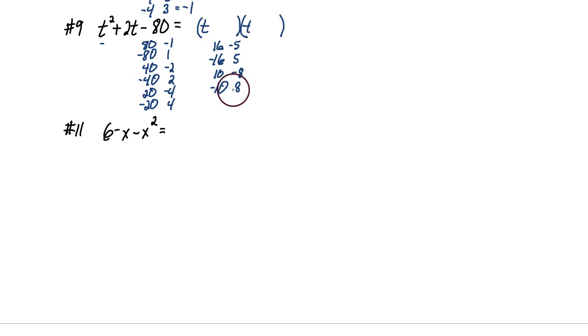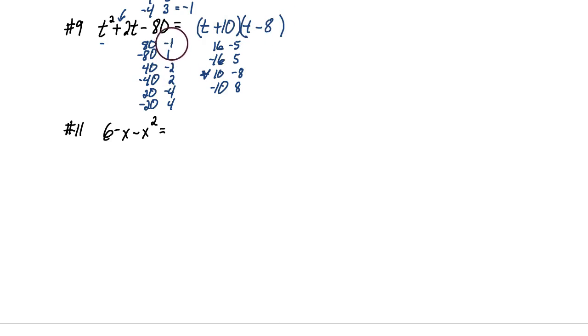These are all the pairs of numbers that multiply to negative 80. But which pair combines to positive 2? That would be the 10 and the negative 8. So we know we want to have plus 10 and minus 8.